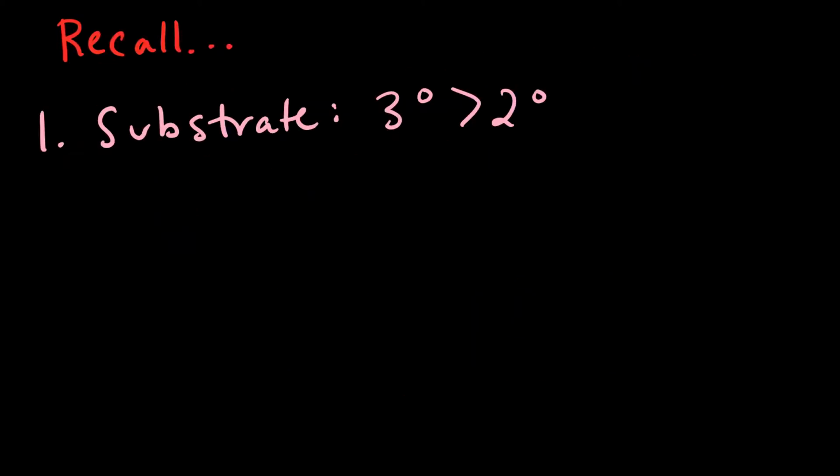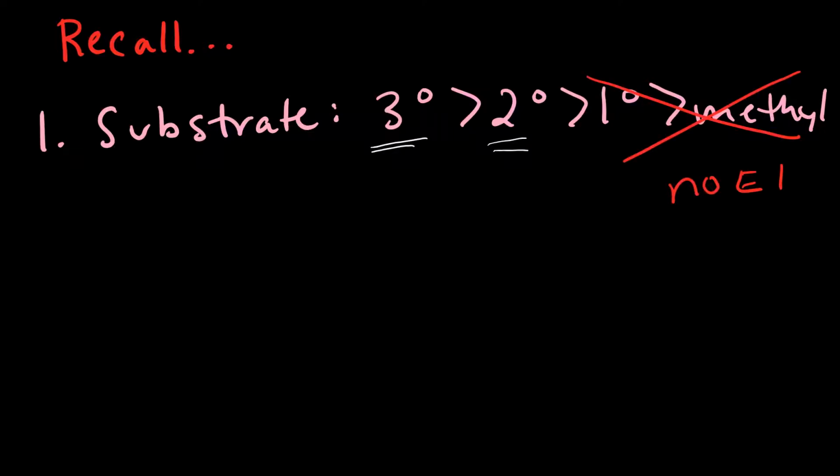So if you recall, with an SN1 reaction, the ideal substrate is a tertiary substrate because of the carbocation stability. It will also work with secondary substrates. However, the primaries and the methyls will not undergo E1 reactions, just like they will not do SN1 reactions. The carbocation is just too unstable.